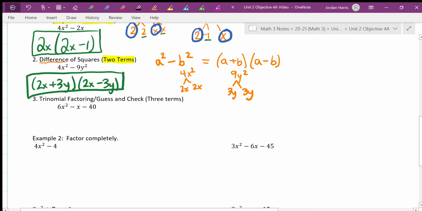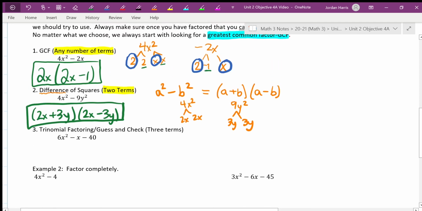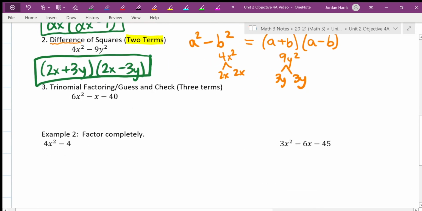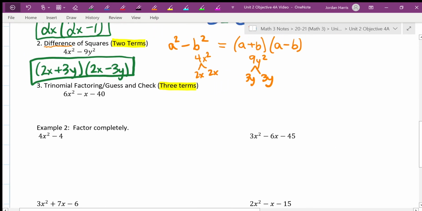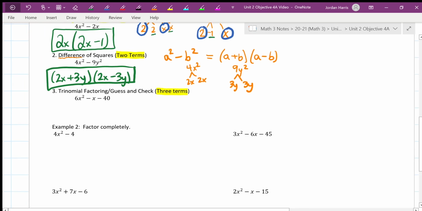Okay, then we have trinomial factoring. And these are the three things, by the way, you should have already learned in Math 2. Trinomial factoring, guess and check. This is when we have three terms. Okay, so if I have any number of terms, GCF first always. If it ends up having two terms, we might be able to do difference of squares. If it ends up having three terms, we might be able to do trinomial factoring. We're going to actually add more throughout this unit, more types of factoring. So it's not just this.